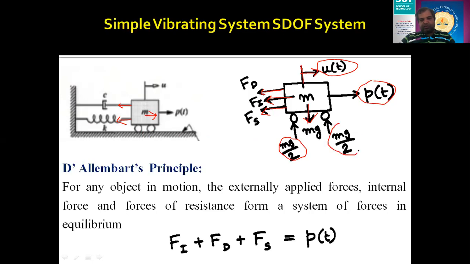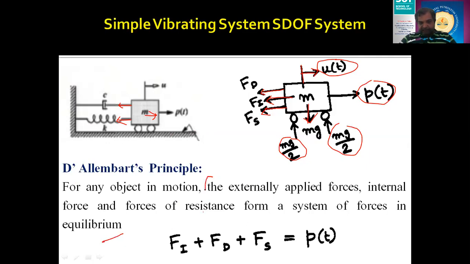Now if I want to develop the equation for a vibrating system, then I need to use this particular principle, which is called the D'Alembert principle. So what does it say, let us see. For any object in motion, the externally applied forces, internal forces, and the forces of resistance from a system of forces are in equilibrium. For example, he is saying externally applied forces, you can see this.